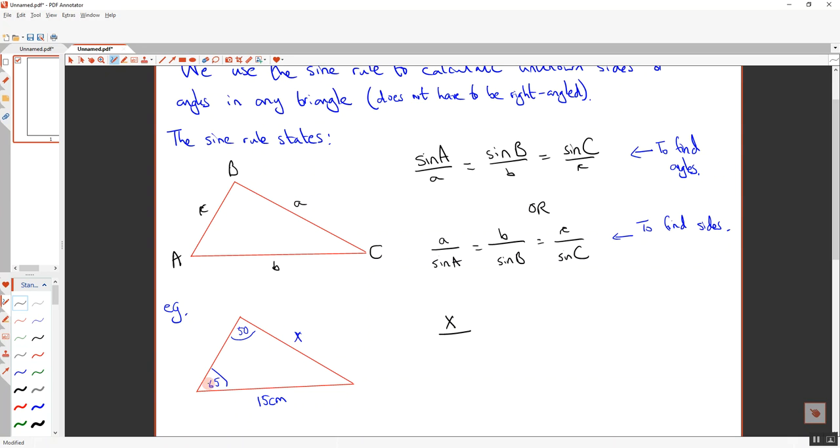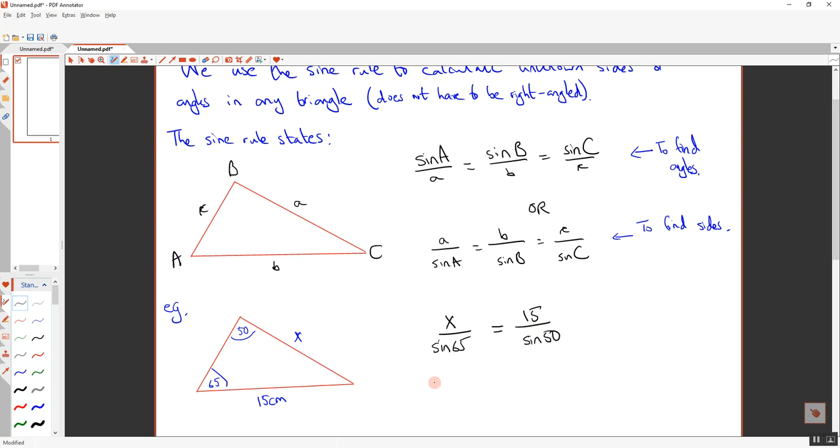So side x divided by sine of 65, good, because that's the angle opposite it, is equal to 15, because that's the length of the other side, divided by sine of 50. We don't know anything about the other side, so we don't worry about the last part. So this is all I'm dealing with.